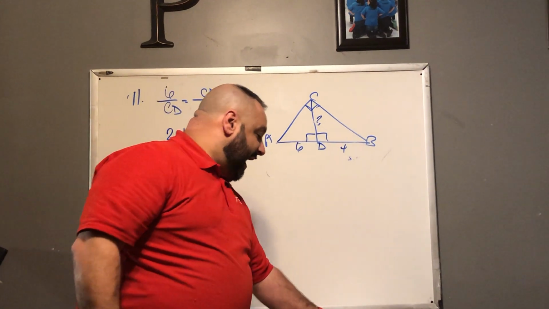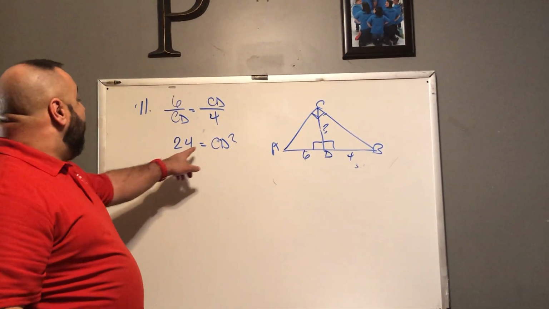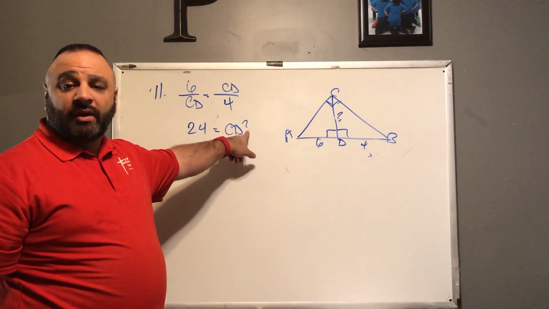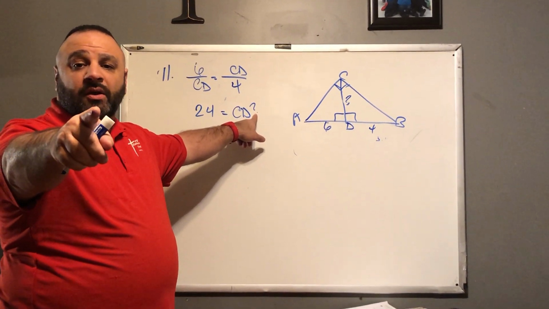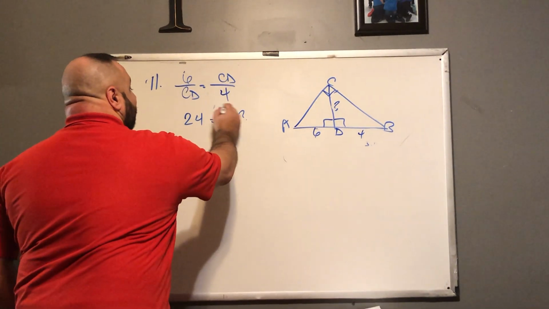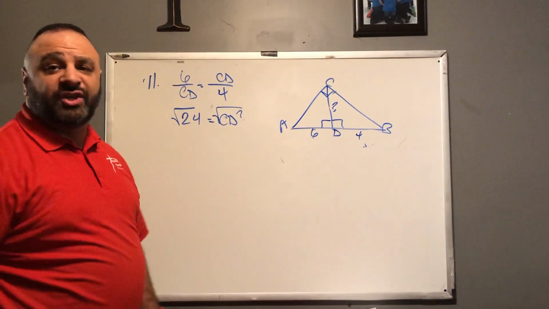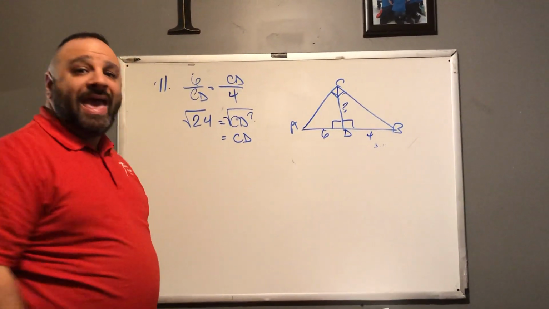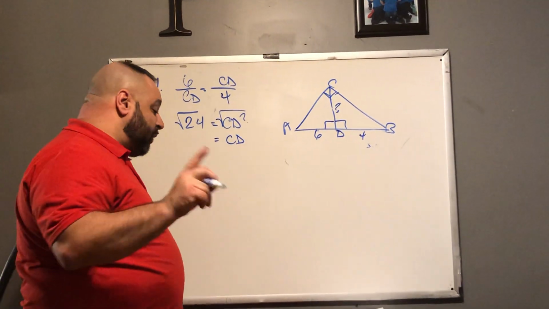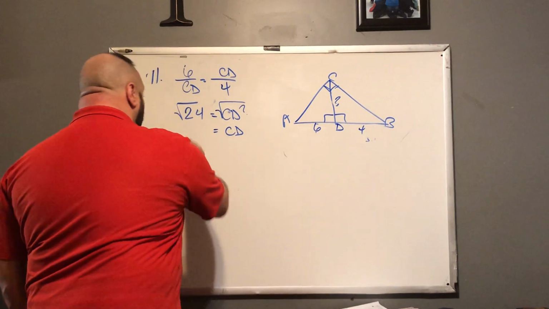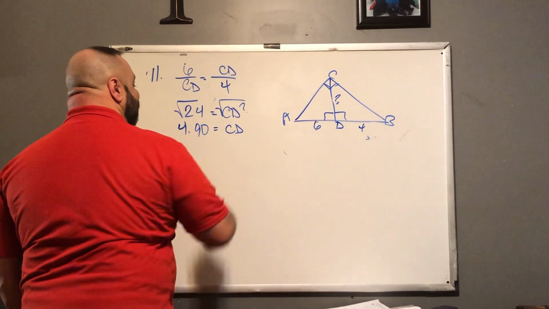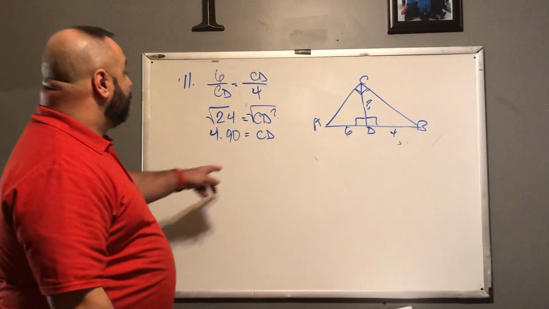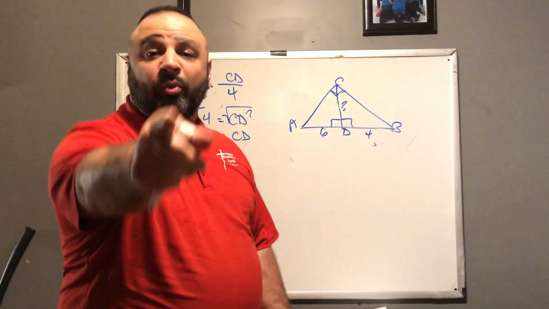Excellent. Now, CD squared. How do I get rid of the exponent on this equation? Anyone remember how to do that? Good. We have to find the square root of both sides of the equation. So the square root of CD squared would be CD. And the square root of 24 would simply be 4.90. And so the length of our altitude would be 4.90.